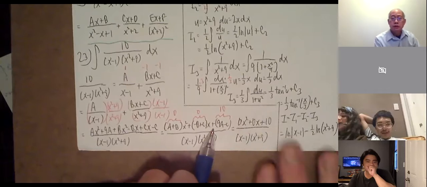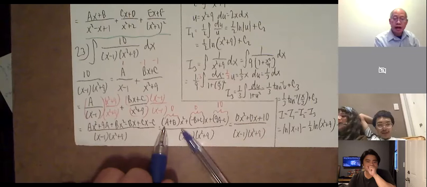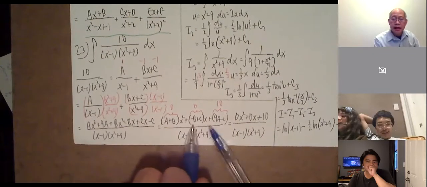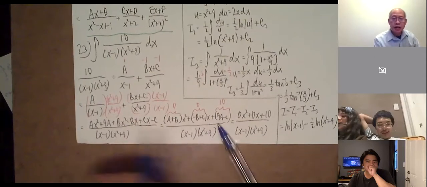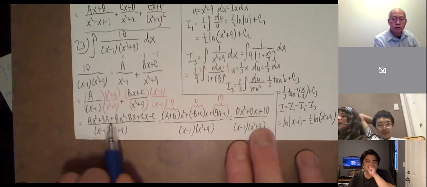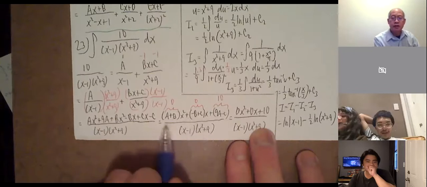Okay. Quick double check. Let's multiply this out. Ax squared, there it is. Bx squared, there it is. Negative bx, there it is. Plus cx, there it is. And 9a minus c. Double check: 1, 2, 3, 4, 5, 6 terms; 1, 2, 3, 4, 5, 6 terms.